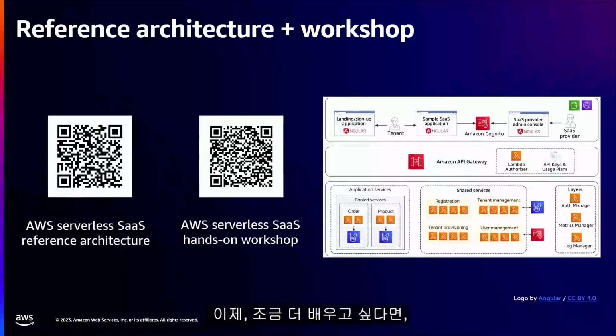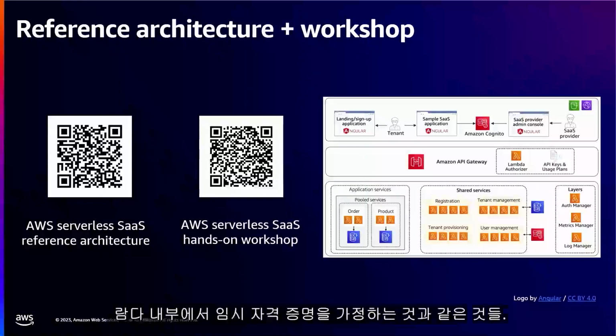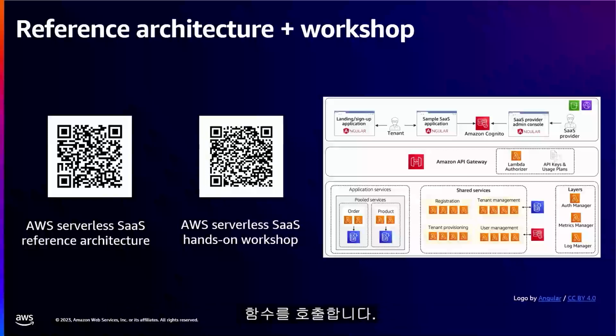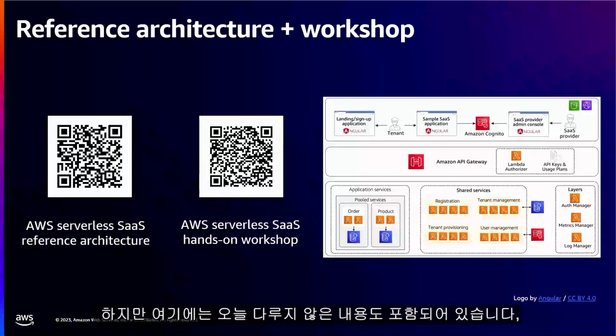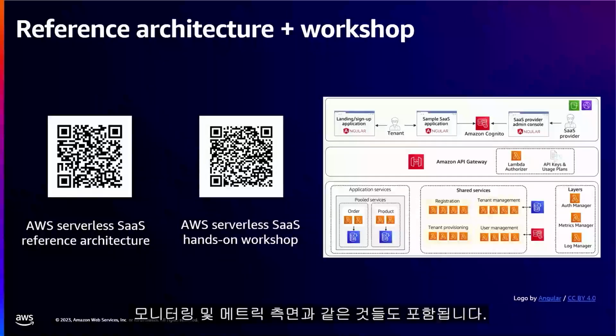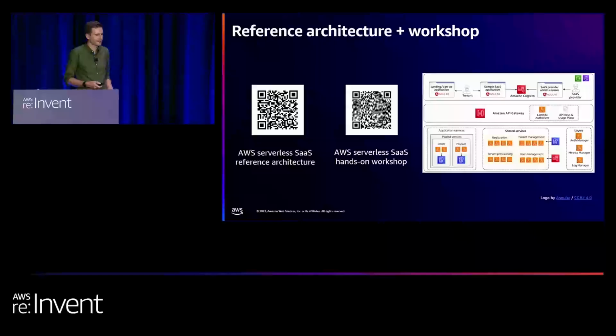Now, if you want to learn a bit more, there is a serverless SaaS reference solution available on GitHub. There's also a hands-on workshop which takes you through deploying this. You can run it inside your own accounts, and it covers some things that we have covered today, such as assuming the temporary credentials inside the Lambda function at runtime. But it also includes some things we haven't covered today, such as the monitoring and the metrics aspect and the shared services.